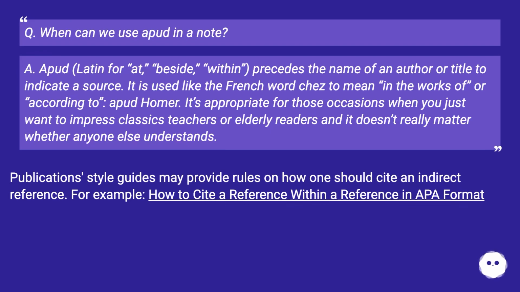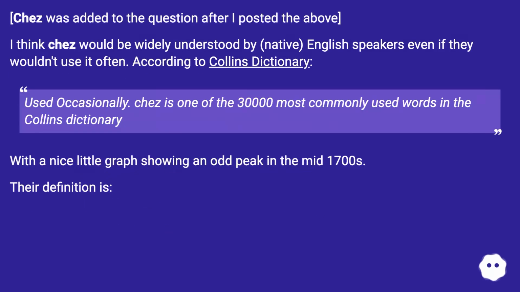Publication style guides may provide rules on how one should cite an indirect reference. For example, how to cite a reference within a reference in APA format. Chez was added to the question after I posted the above. I think chez would be widely understood by native English speakers even if they wouldn't use it often.